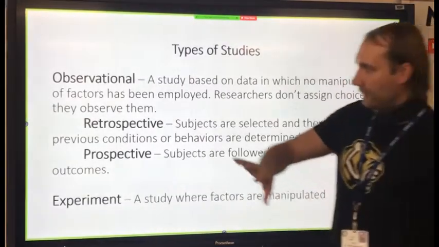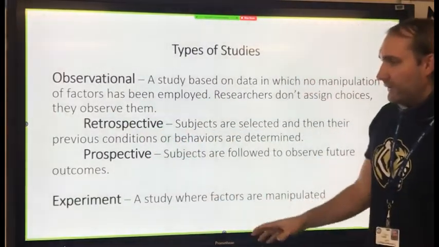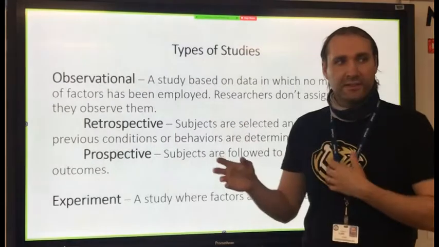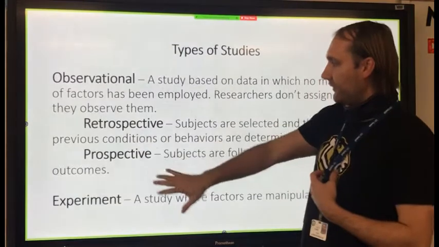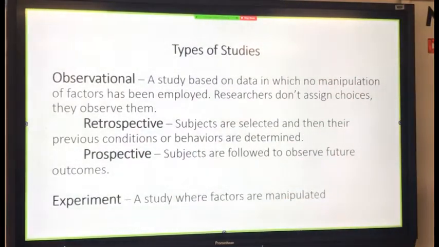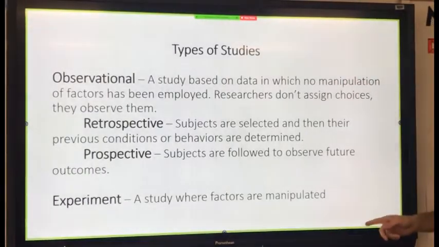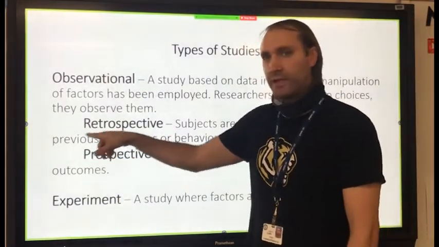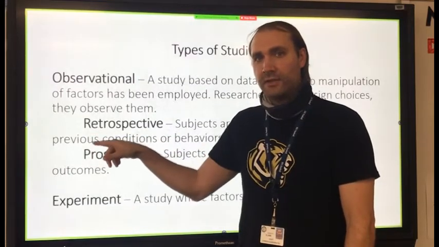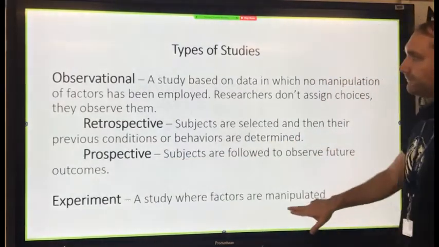Observation is pretty much self-explanatory. We're just looking at things happening. With experiments, we're adjusting things and seeing what happens accordingly. There are types of observational studies: retrospective, where subjects are selected and their previous conditions or behaviors are determined, and prospective, where subjects are followed to observe their future outcomes. Retrospective is previous, in the past, think of the word retro. When you think retro fashion, you think maybe the 80s or 60s. And prospective is future outcomes.